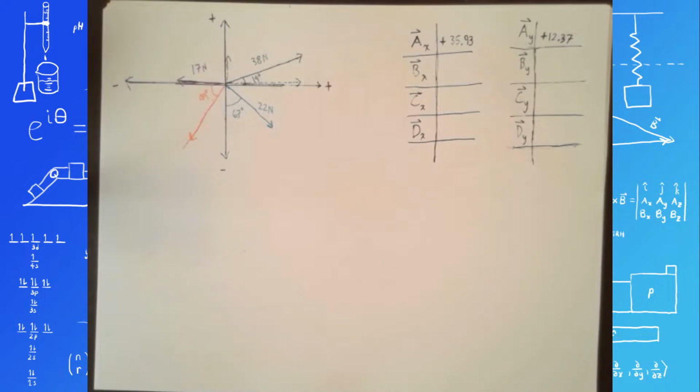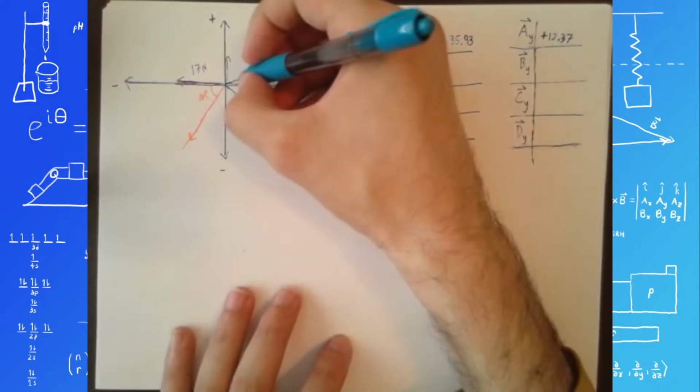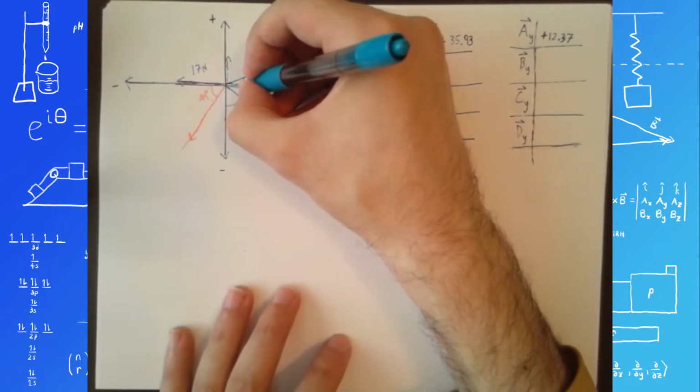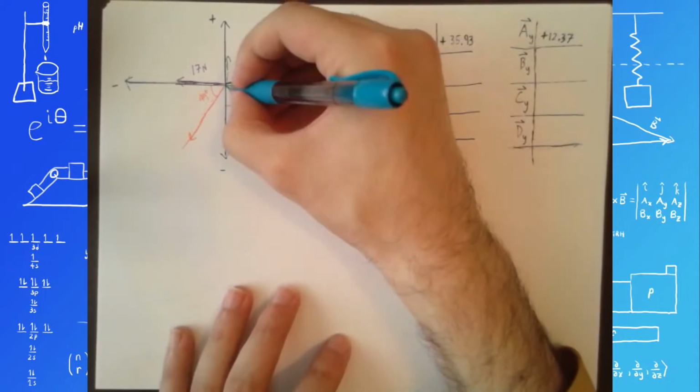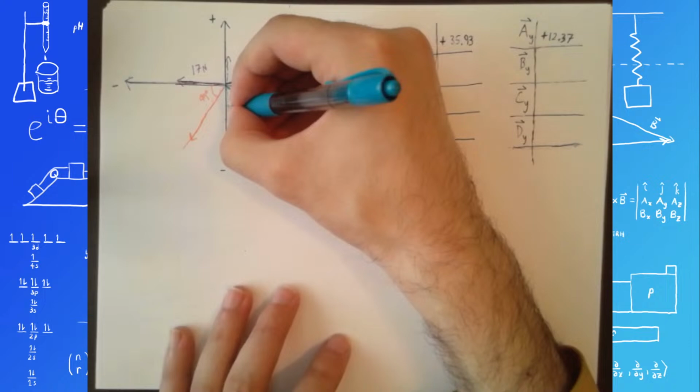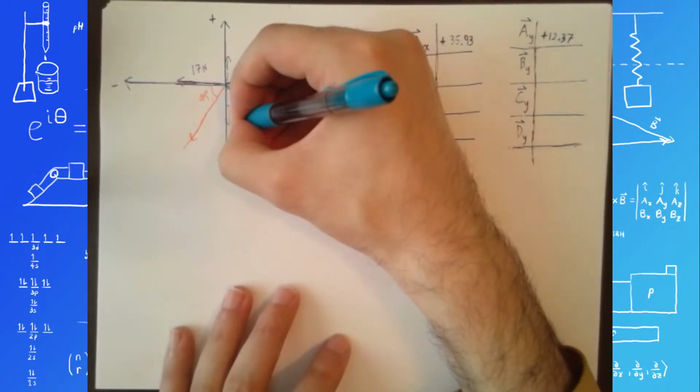But yeah, second vector, it's going to have a component pointing to the right like that, and it's going to have a component pointing down like that.